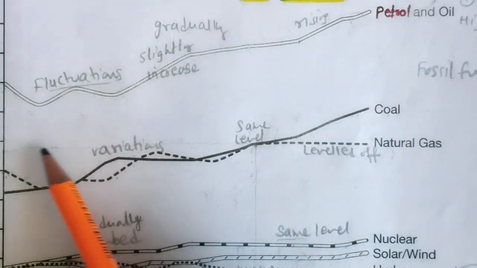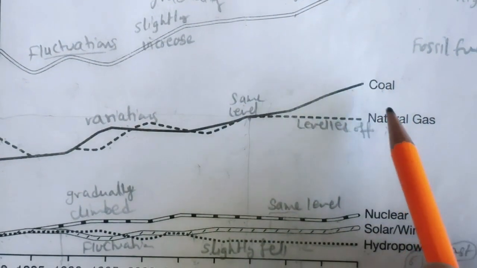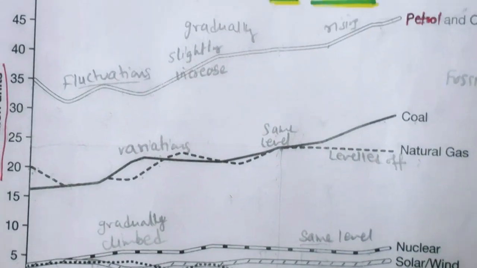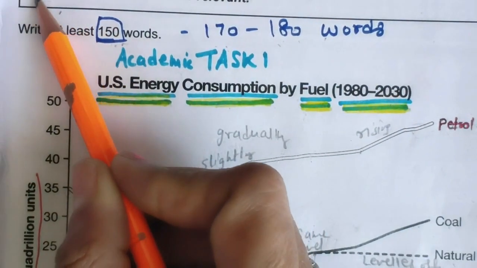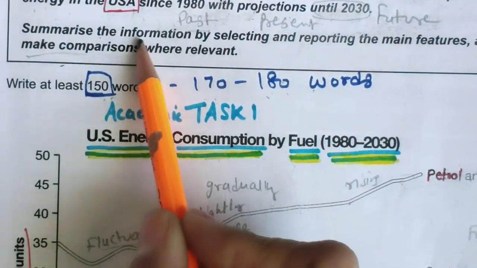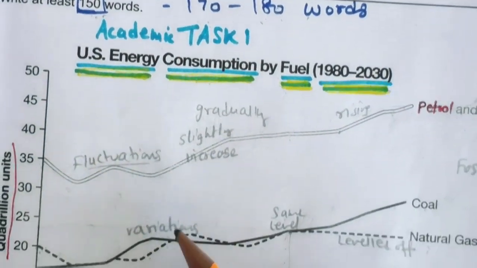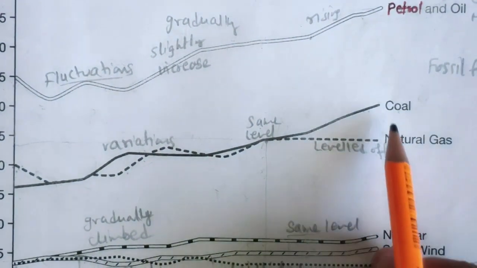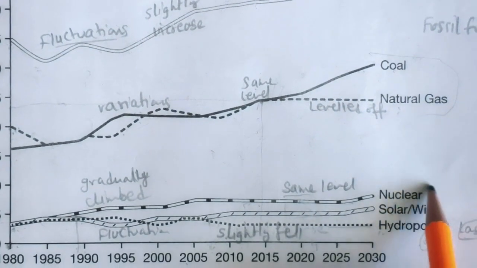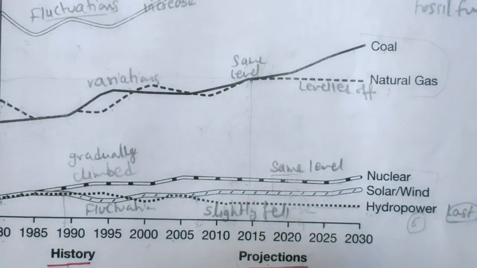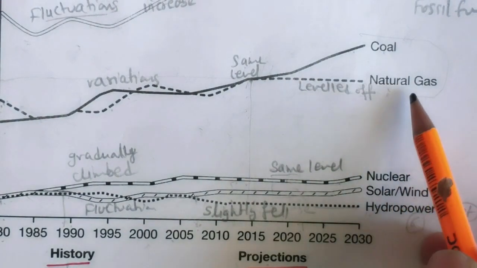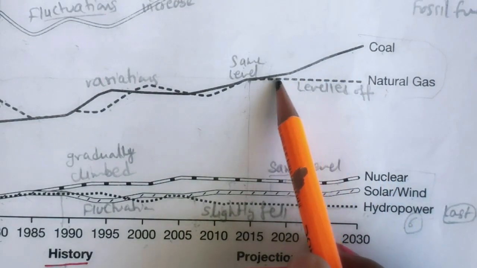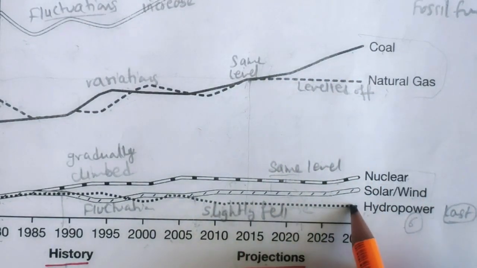You can take one line each, but it's better to combine two lines so that you can compare easily, because here it is given, make comparisons. Unless you use comparisons, you will not get bands. So it's better to combine. I will be combining these two, and this also, and at the end, overall, I will be combining these two because they show the same pattern. They are stabilized or leveled off or steady at the same point.